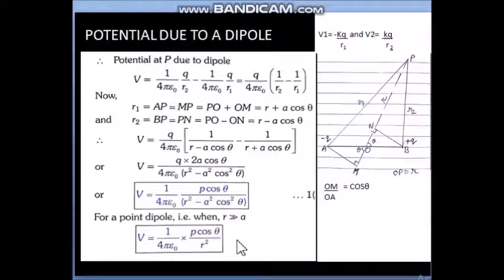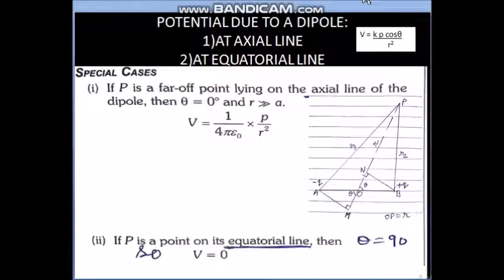In the next video, we will be understanding the axial and equatorial answers for potential. Let us understand here the two important cases for the potential due to dipole. We can find the potential at the axial line, and we can find the potential at the equatorial line. Whatever formula we have derived for the potential due to dipole for any general point at some theta, that formula only we will utilize to get the answers for axial and equatorial line.